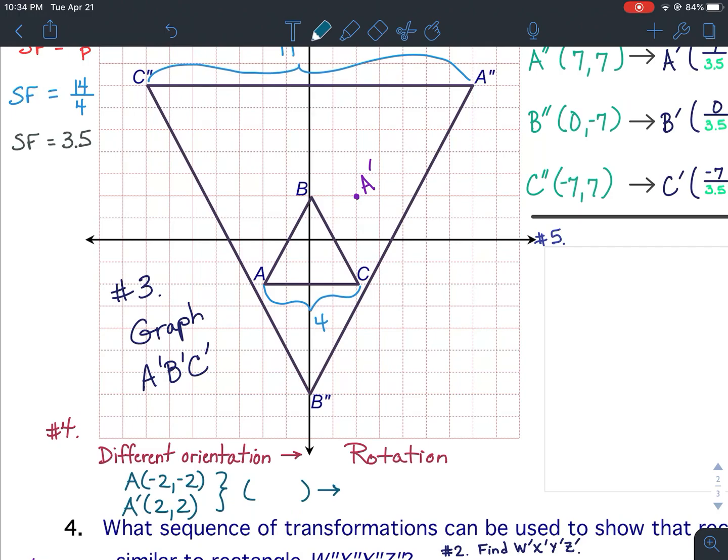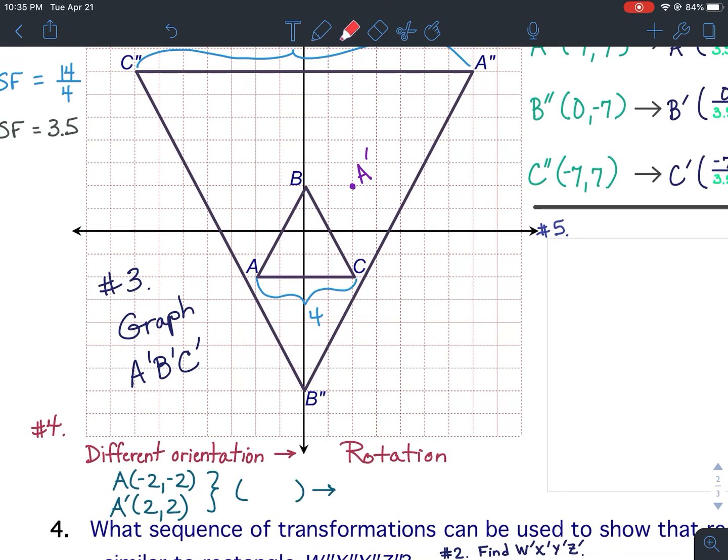Okay. Now, unfortunately, both coordinates are 2's. So for A, it's -2, -2, and A prime, it's 2, 2. So it's hard to tell if things got flipped around or not. However, notice how it's the opposite of both coordinates. These are both negative, and these are both positive, which means we took the opposite of x and the opposite of y.